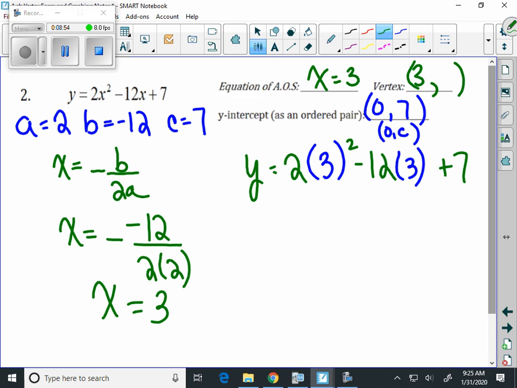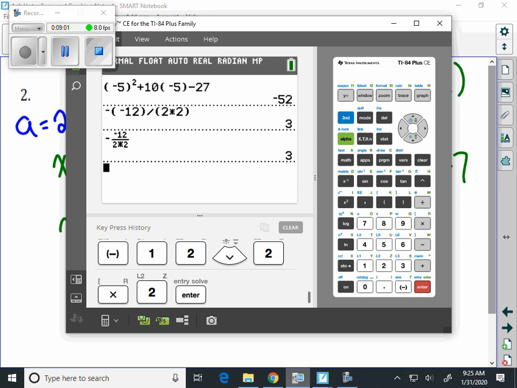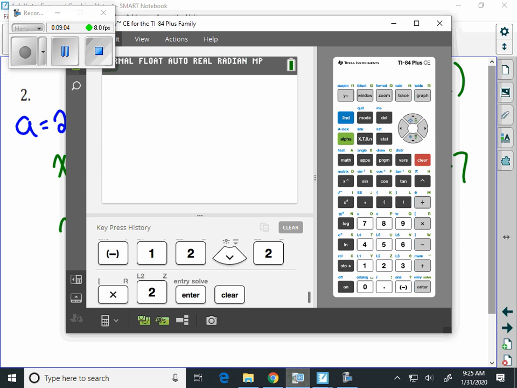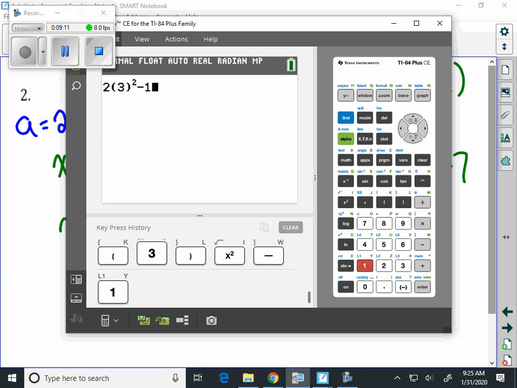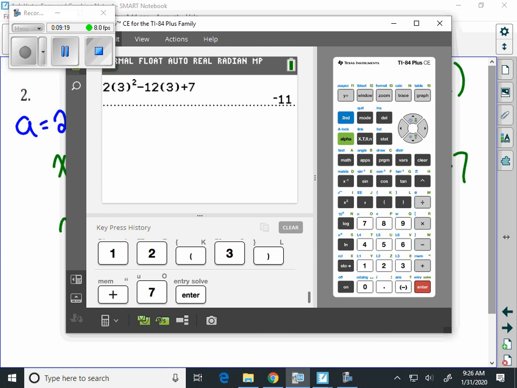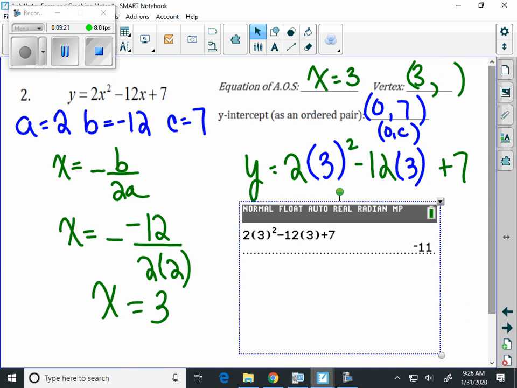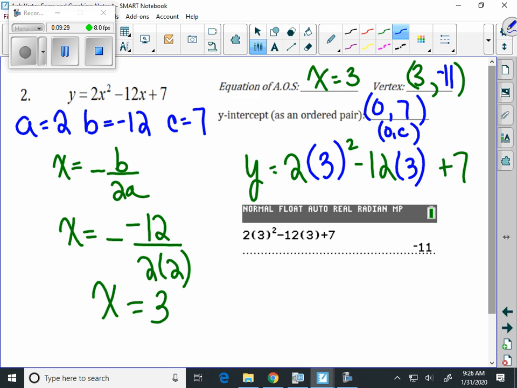And again, that's a place where you really want to use a calculator. At least I think you do. So we go back into our calculator and we type it in. So it's going to be 2 times 3 squared minus 12 times 3 plus 7 gives us that value of negative 11. So our vertex is 3, negative 11.